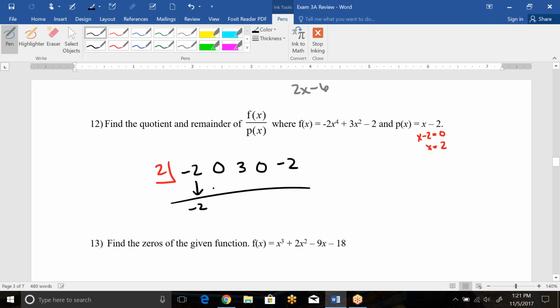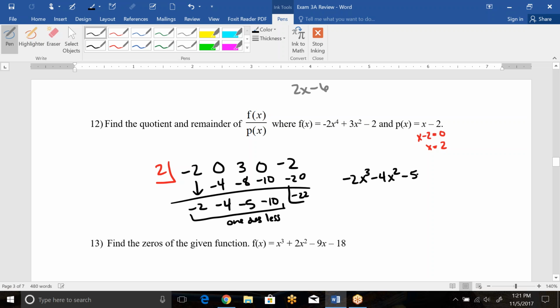Bring down the negative 2, multiply, get negative 4. Add the column. Multiply, get negative 8. Add the column. Multiply, get negative 10. Add the column. Multiply, get negative 20. Add the column. When you do synthetic division, this new polynomial right here is always 1 degree less than what you started with, because we divided by x to the first. So this would be negative 2x to the third, since we started with x to the fourth, minus 4x squared, minus 5x minus 10, that's my quotient.